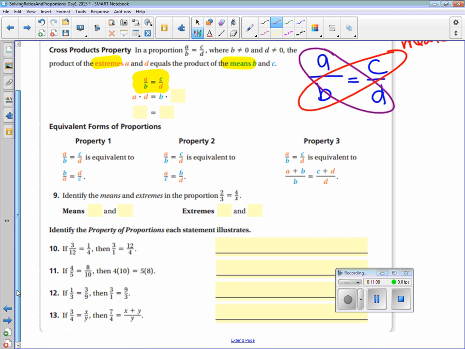So let's look at number 9. Can you see this example right here? You don't need to write it down. But tell me what the means are in that problem. 3 and 4. And the extremes would be 2 and x. Very good. Okay, just a straight definition, no big thing.